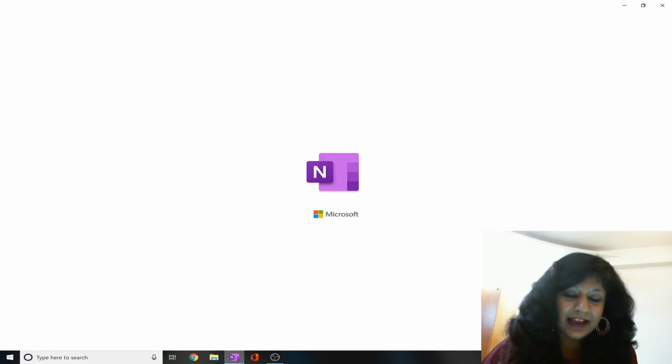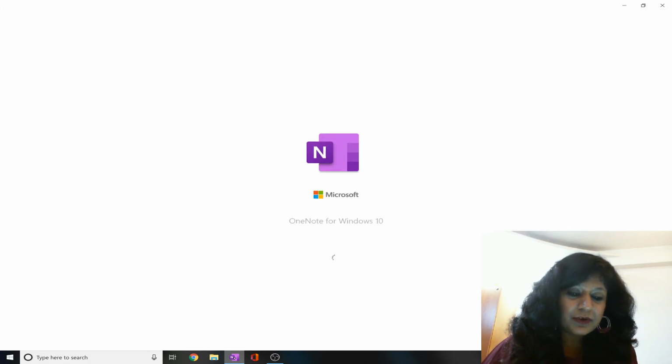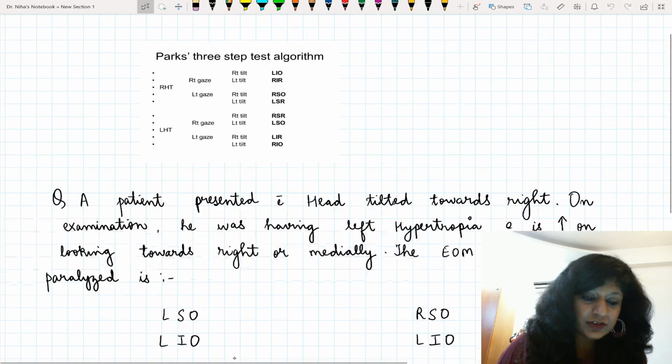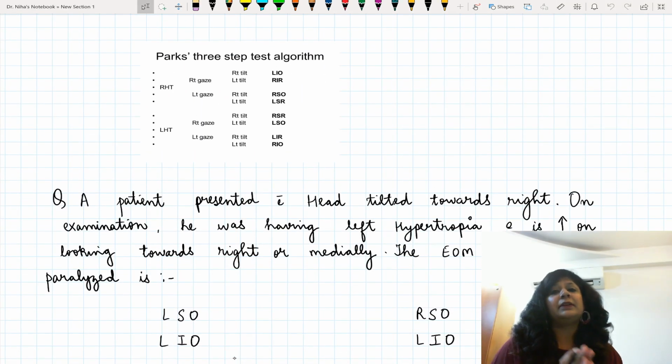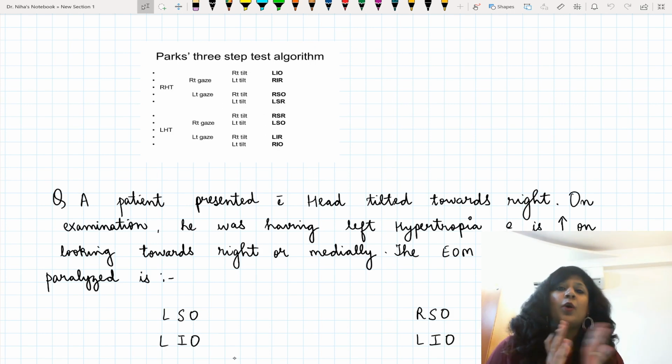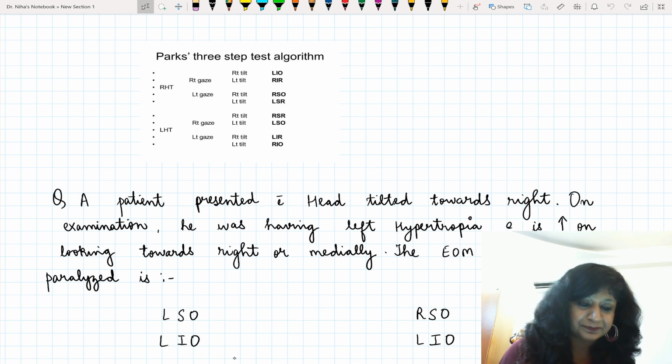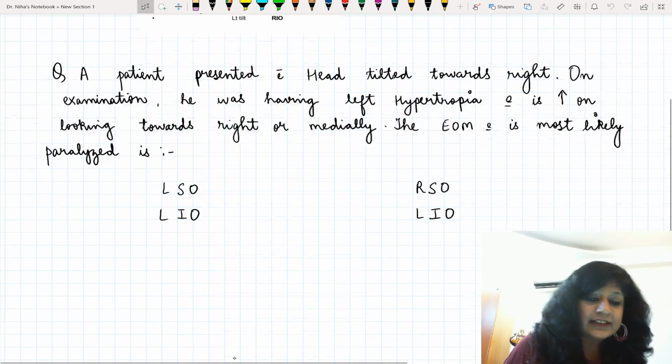Now, there were a lot of requests regarding some of the retinoscopy questions and the ever important Parks 3-step test. So, I decided to take that. I have taken a particular question so that I can explain the Parks 3-step test. Also, there was some confusion about the head tilt, so we will be discussing all these things here. So let us see what is the question.